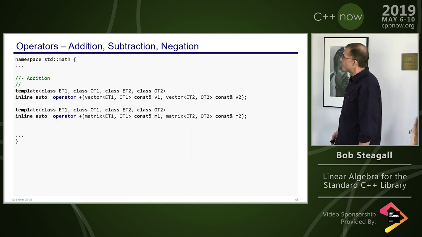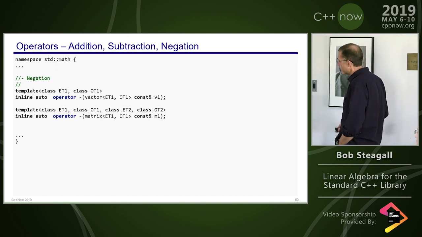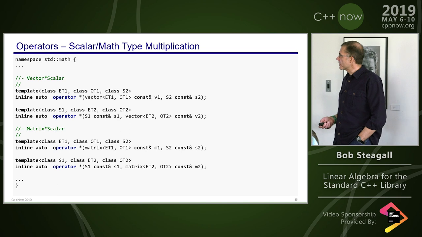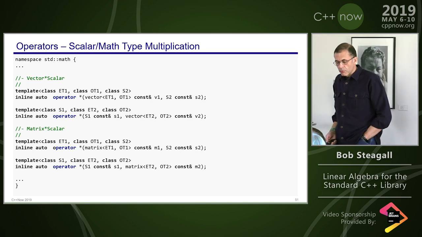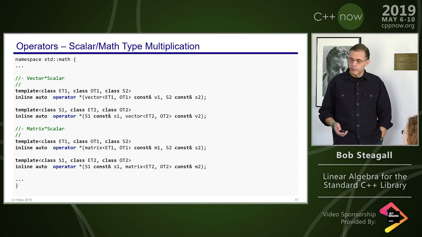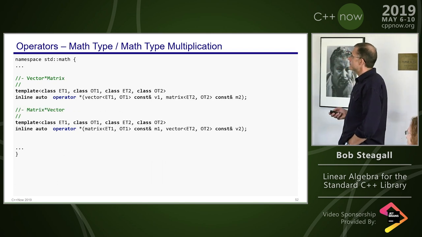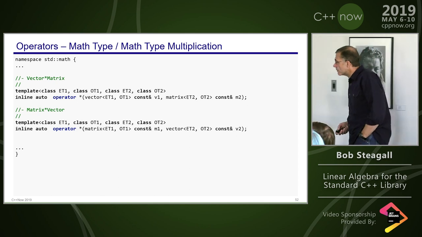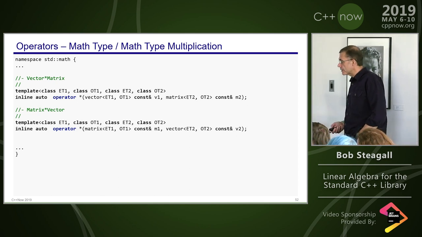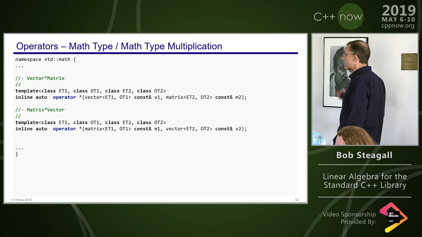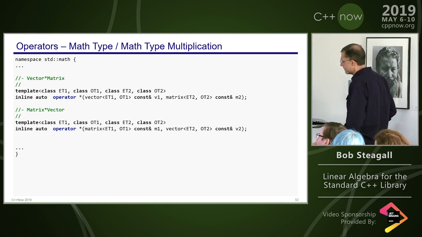We have operators. This is the operator: addition for vectors and matrices. We have subtraction for vectors and matrices. We have negation for vectors and matrices. We have multiplication. So here we have scalar multiplication. And because we are only assuming that element types are non-commutative rings, we have both forms, right? We have here multiplication of vector times matrix and matrix times vector. And so when a vector pre-multiplies a matrix, we assume that the vector is a row vector. When a vector post-multiplies a matrix, we assume that it's a column vector.